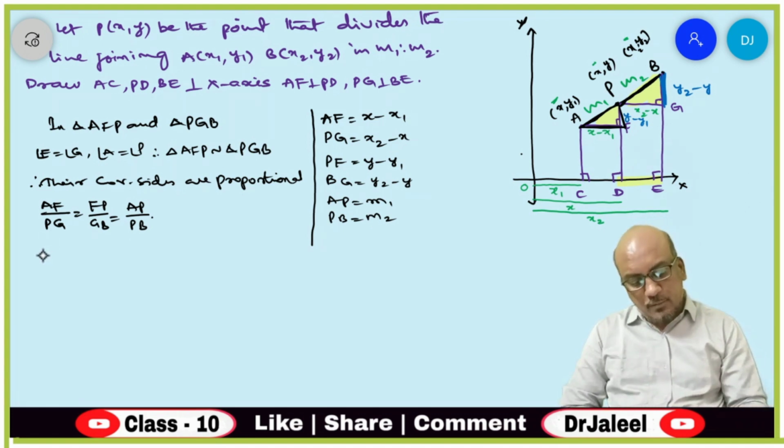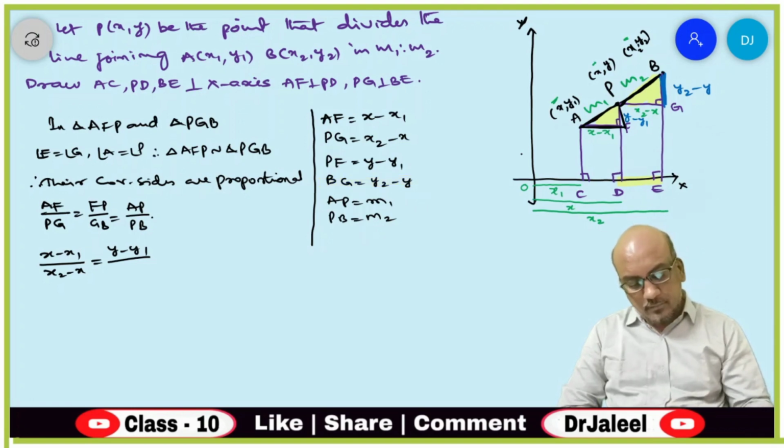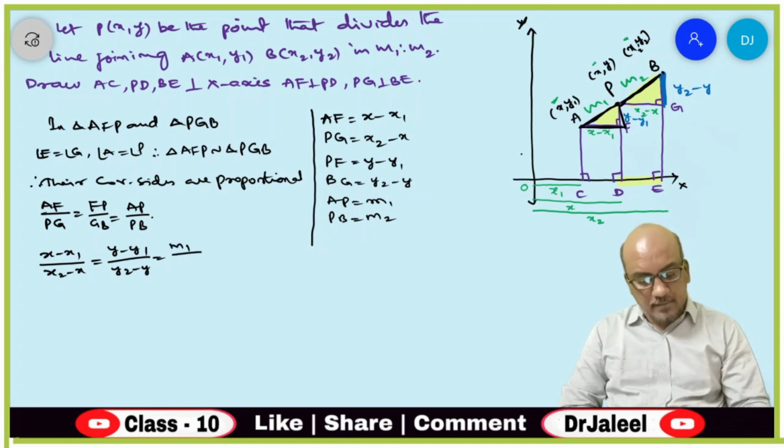Now let us substitute all these values here. Then AF by PG is x minus x1 by x2 minus x, equal to FP, or PF, same, that is y minus y1, by GB, which is nothing but BG, that is y2 minus y, equal to AP by PB. AP is this, PB is this. So how much is it? m1 by m2.